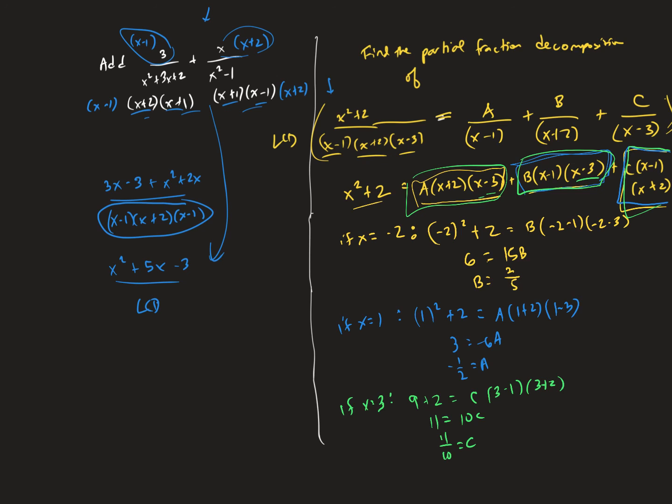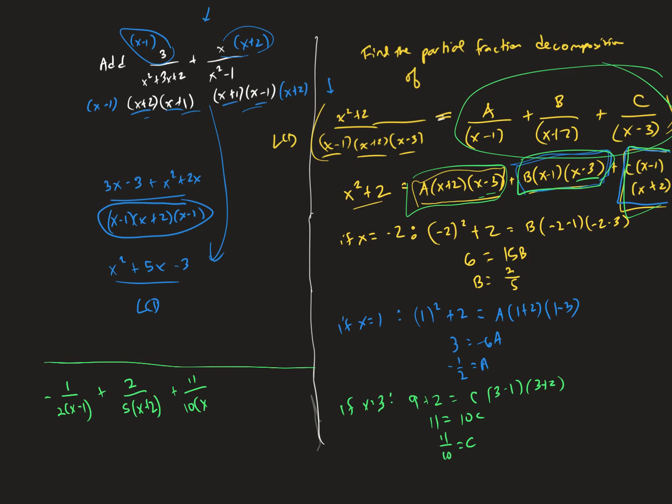So once you've found the a, b, and c, you have now found the numerators of each of the fractions that I started with, these 3. So essentially, my a was negative 1/2. I could write that as negative 1/2 over x minus 1, or I could write that as negative 1 over 2 times (x minus 1). b was 2/5, so I could write that as 2 over 5 times (x plus 2), or 2/5 over (x plus 2), that would work as well. And then my c was 11/10, so that would be 11 over 10 times (x minus 3).